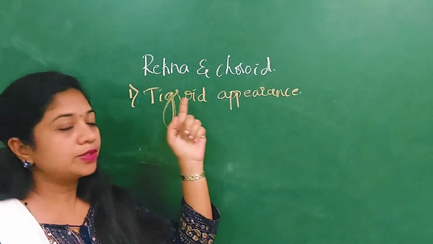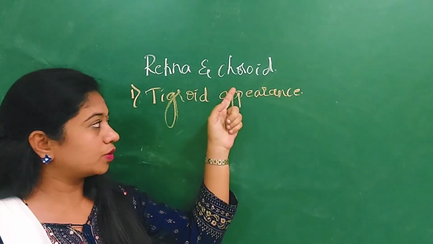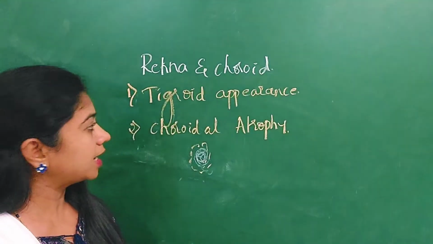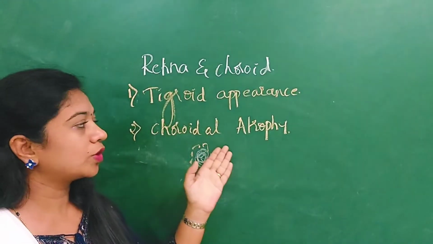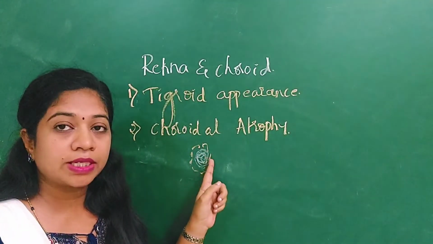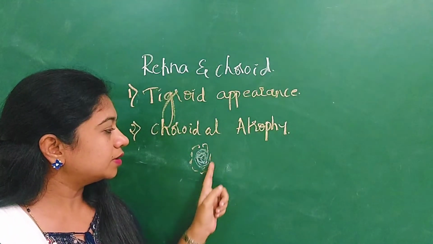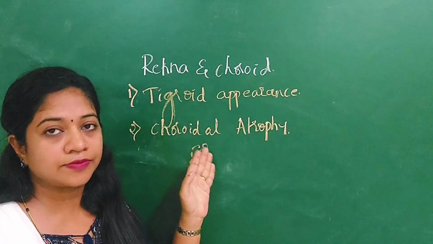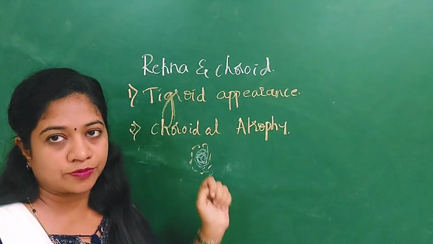The next, the degenerative changes which are seen in the retina and the choroid. The first one is the tigroid appearance. That is, when you do the fundus examination, it gives a tigroid appearance. Because of the thinned out retina, the underlying choroidal vessels will show up, leading to this tigroid appearance of the retina. Then as the disease progresses, there can be choroidal atrophy, that is, the choroid undergoes atrophic changes. So when you examine the retina, you will see whitish patches with heaped up pigmentary changes around it. So these are the features suggestive of choroidal atrophy.